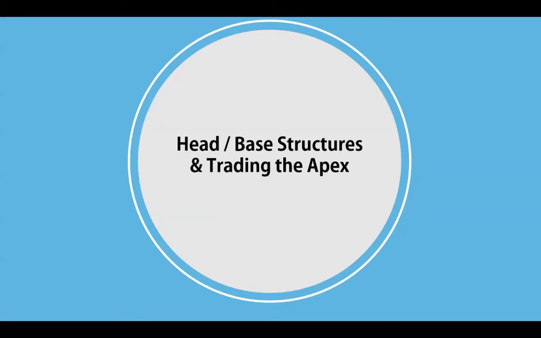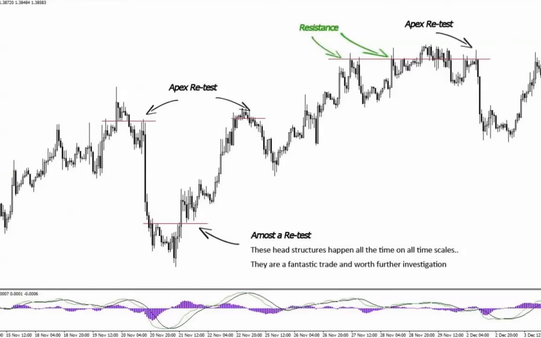Okay, in this section we're going to have a look at head and base structures and how to trade the apex. So as traders, basically we're doing one of two things. Either we're trying to buy dips or sell rallies in the market, whether that be on a weekly or a 5-minute chart. So basically we're trying to find turning points in the market to buy or sell.